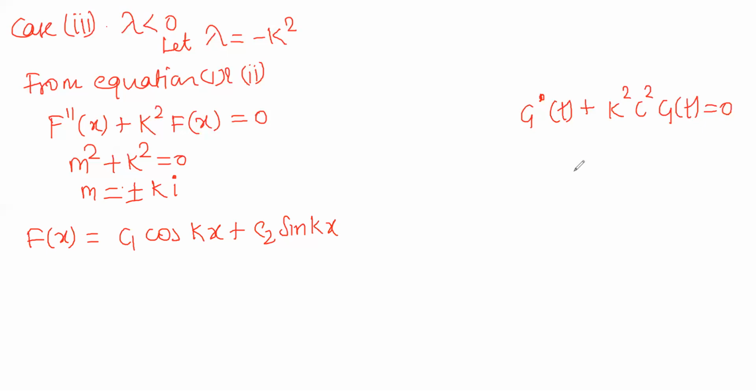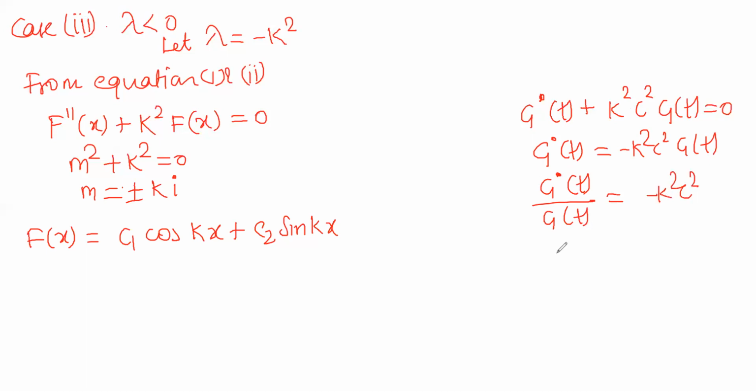If I have here g dot t plus k square c square g of t, I can simply take g dot t equal to minus k square c square g of t and bring back g of t here and simply integrate it to get the equation. So if I integrate, then I'll get here ln of g of t would be equal to minus k square c square t plus some another constant, say a.